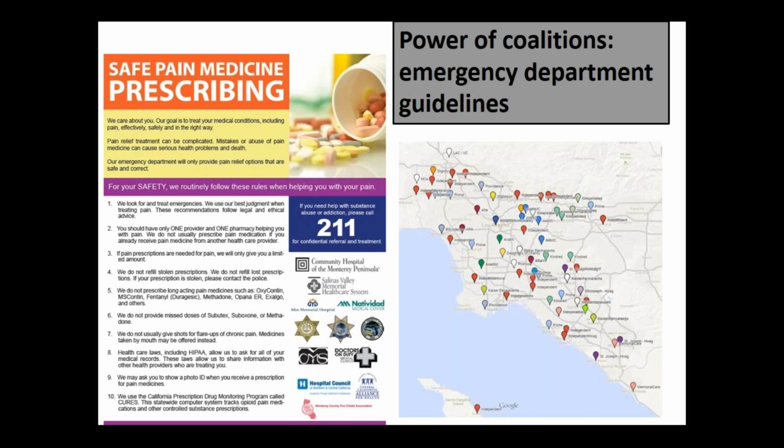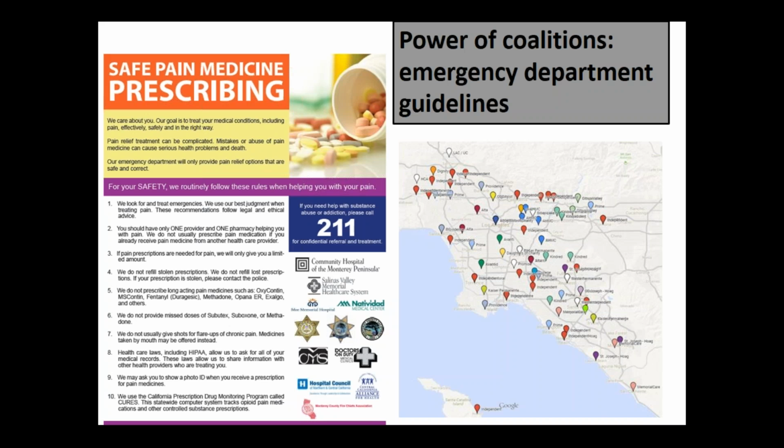Several coalitions started off with getting emergency departments to set up guidelines. So even though emergency departments are not the main source of prescriptions, they're fairly small volume, mostly primary care doctors like myself, at the same time, it often can be the first place where people are exposed to opioids. So having more and more emergency departments agree to practice in a consistent way is so powerful.